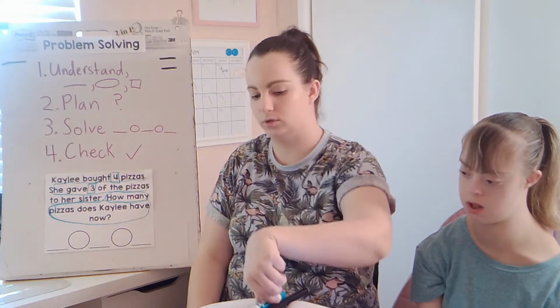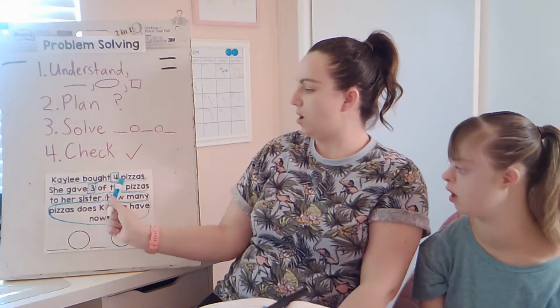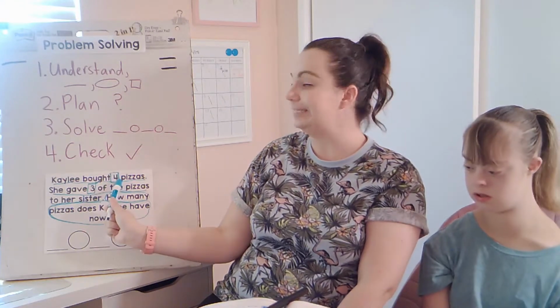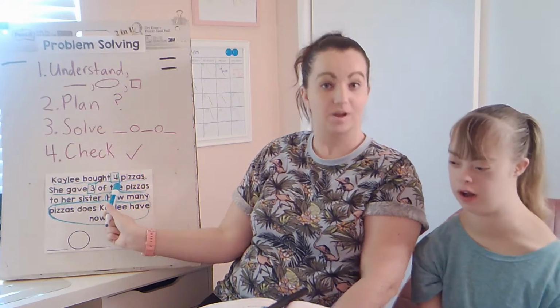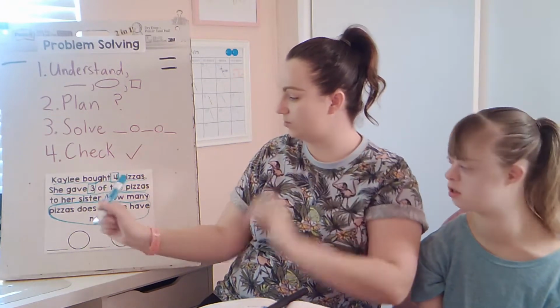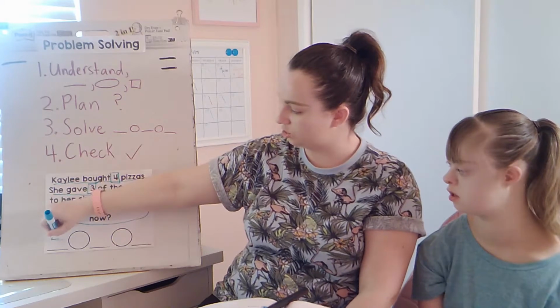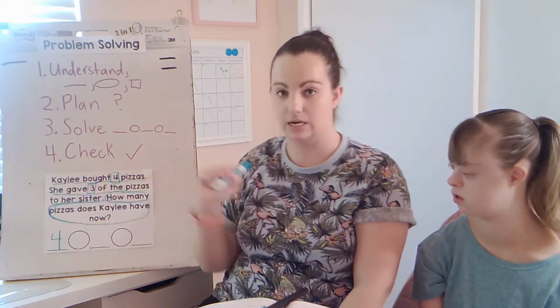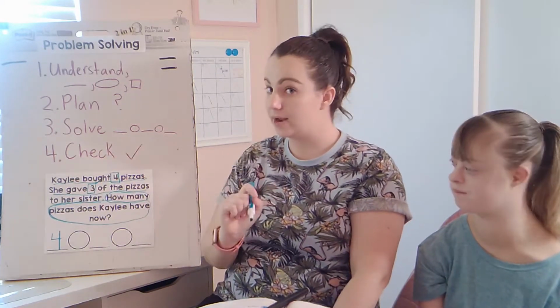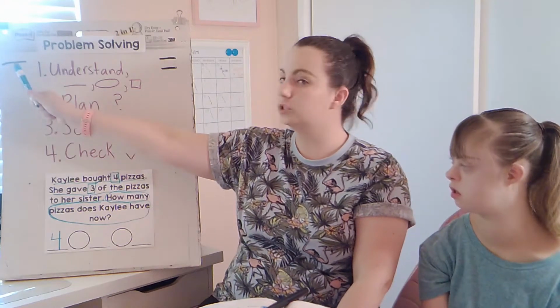Let me use this color. How many pizzas does Kaylee start with? 4. Nice job, Kaylee. So I'm going to write 4 right here. She starts with 4 pizzas. Then we already planned that this is a subtraction problem.